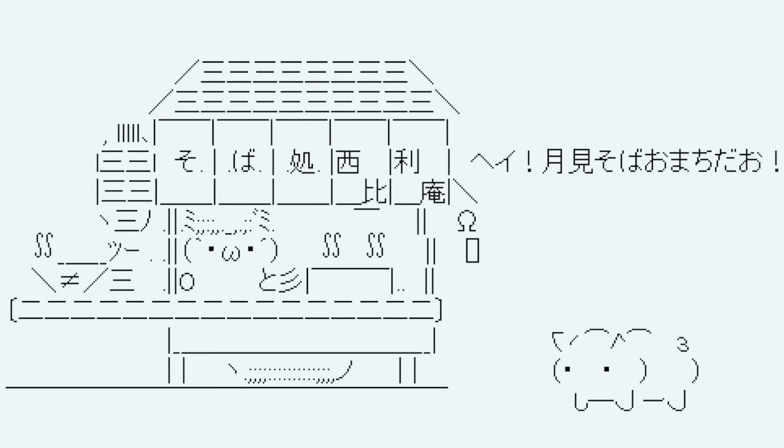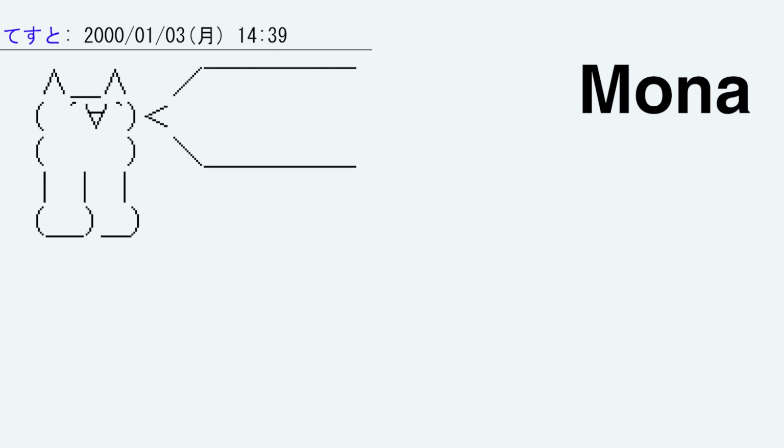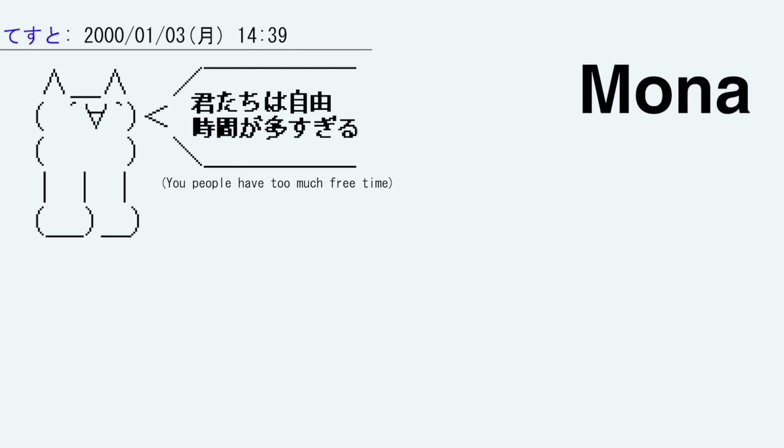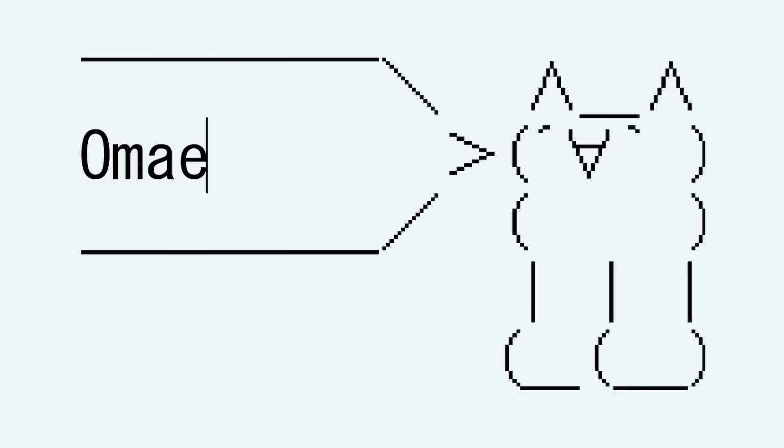Some examples include this guy, and the most popular of them all, this cat. You've definitely seen this cat in some way before, maybe even used him once or twice and thought nothing of it, but this cat has lore. His name is Mona. The name originated from the earliest known post of him, which had an ASCII art version of him and a message reading, "You people have too much free time," to which someone replied, "You too, because you made this whole big cat." In Japanese, you too is spelled omae Mona, so the cat character took on the name Mona.